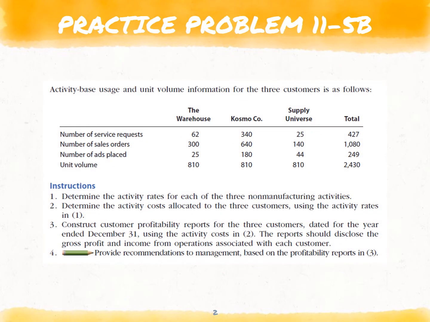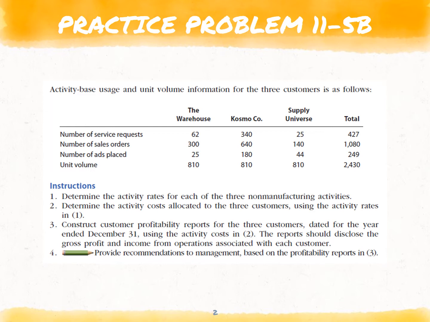Activity-based usage and unit volume information for the three customers is as follows. Number of service requests: The Warehouse has 62, Cosmo-Go has 340, Supply Universe 25 with a total of 427. Number of sales orders for The Warehouse is 300, Cosmo 640, and Supply 140 with a total of 1,080. The number of ads placed is 25 for Warehouse, 180 for Cosmo, and 44 for Supply Universe with a total of 249, each having a unit volume of 810 and a total of 2,430.